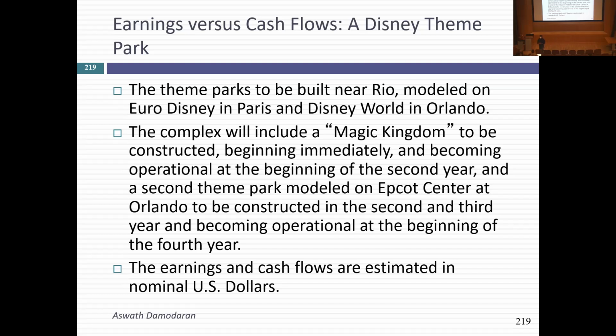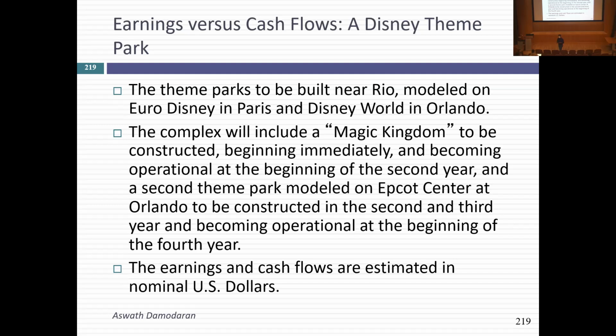The second part is going to be a variant on Epcot. For those of you who've never been to Epcot, it's one of the brain-shattering experiences you can go into, right? Basically, it's the entire world around a lake, an artificial lake again. You can go around the world and eat your way around the world, actually, and get back in 3 hours. They're both going to be built in Rio, which is going to be quite an exercise in logistics.